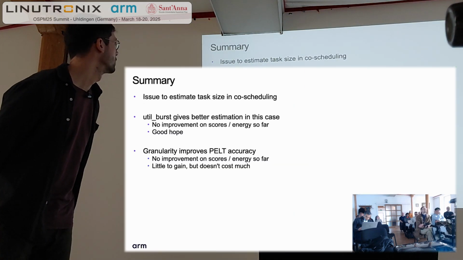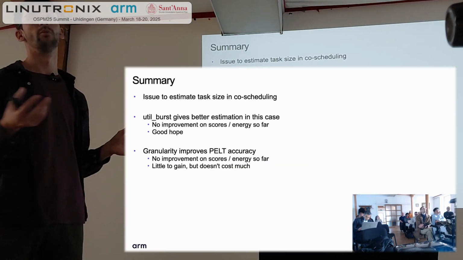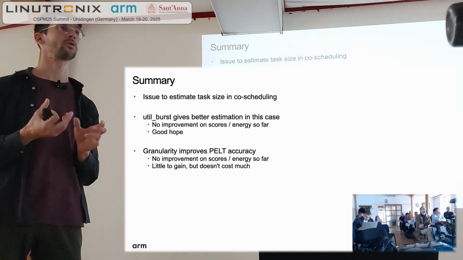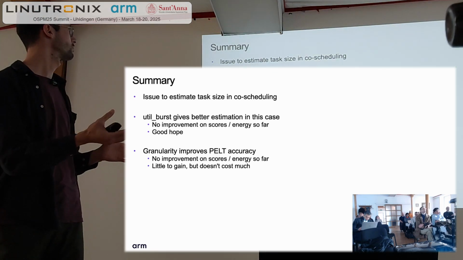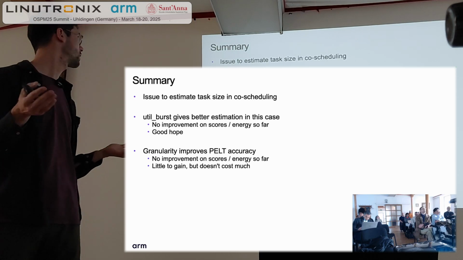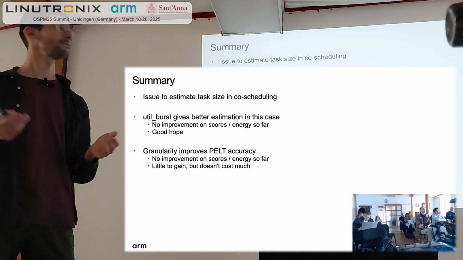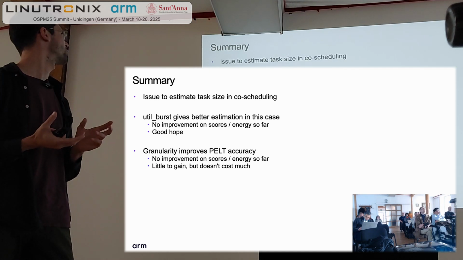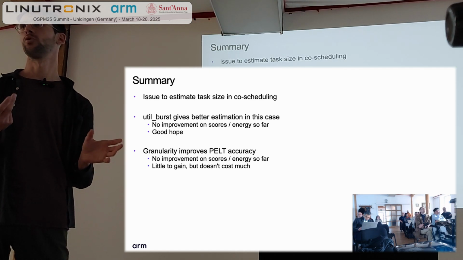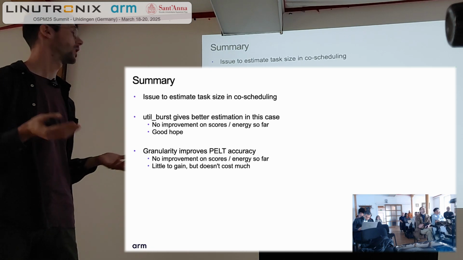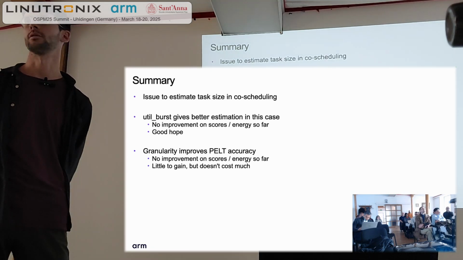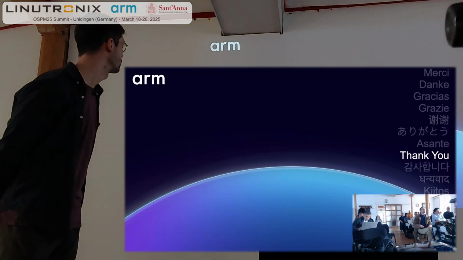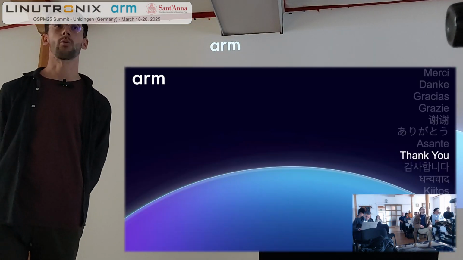And so, summary. Util burst would be a way to have a good estimation of tasks when they are co-scheduled. And so far there is no improvement in score, but it should work maybe, I guess. And the granularity is supposed to improve the PELT accuracy. I don't have any results there as well, but I assume that there is little to gain actually. So if there are any questions, otherwise I think I'm done.